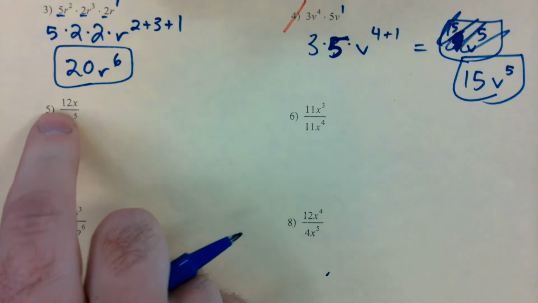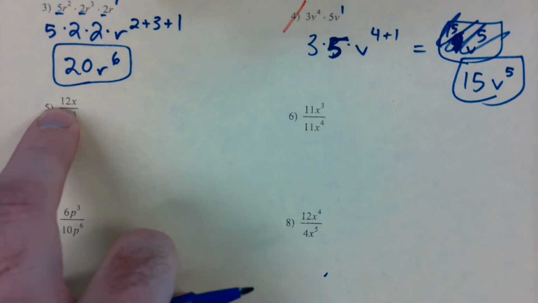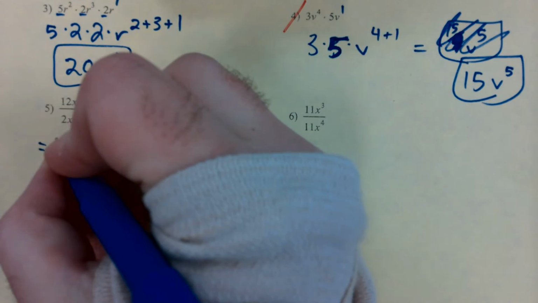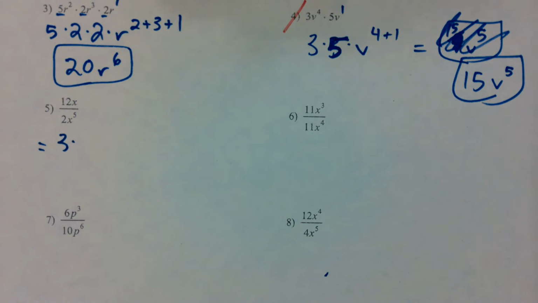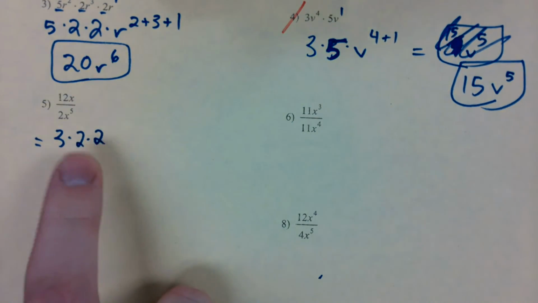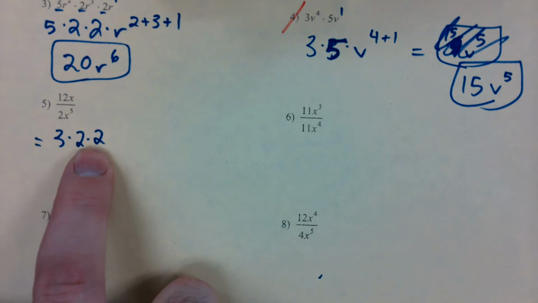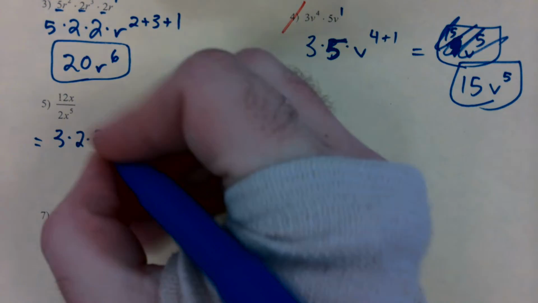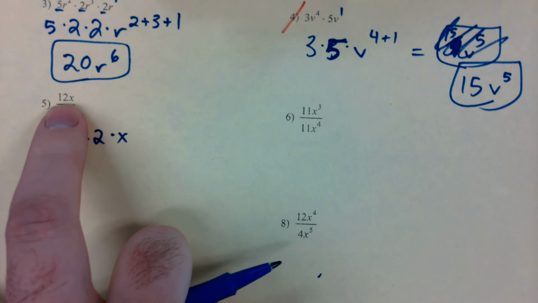So we ask ourselves, what 2 numbers multiply to get 12? 3 and 4. 3 and 4, that works. What 2 numbers multiply to get 4? 2 and 2. So we got to break it down all the way. If we left a 4 up here, we wouldn't have anything to cancel. Times x, we only have one x on the top.